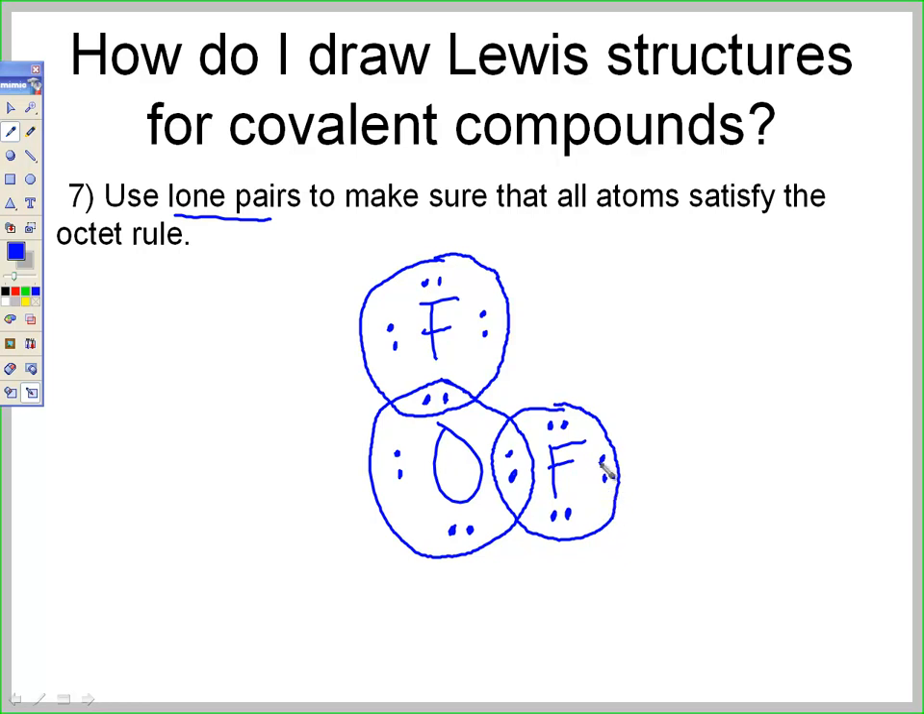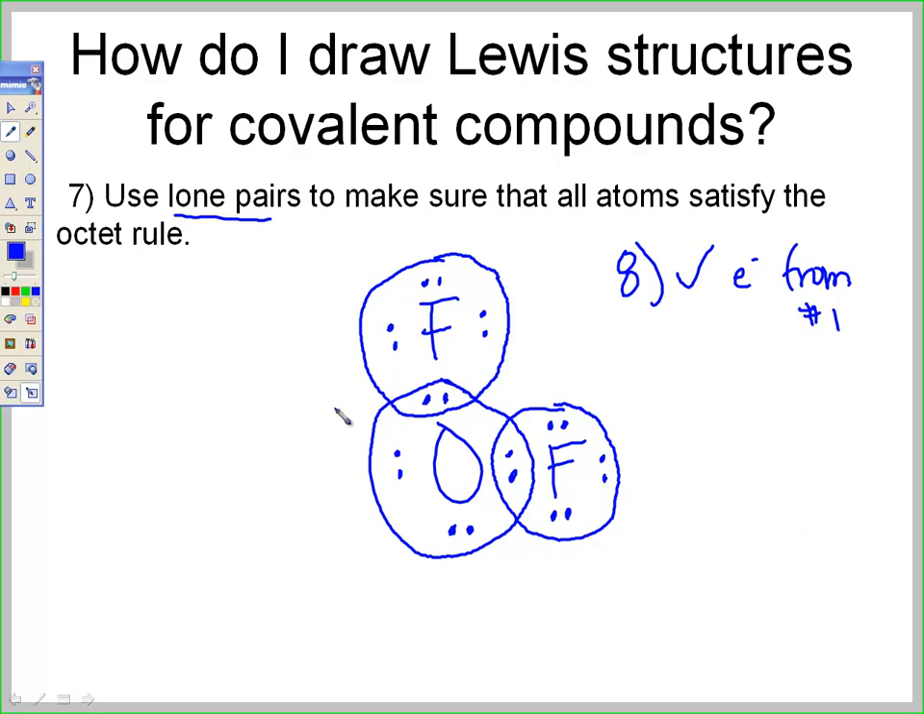Now, as you can see, I have 2 shared pairs, 1 here and 1 here. Number 8 says to double check the number of electrons from number 1, and they should match. So in other words, I should have exactly 20 when I count up how many electrons are in my diagram. So 2, 4, 6, 8, 10, 12, 14, 16, 18, and 20. Since I have 20 and it matches number 1, I have drawn this little structure correctly.